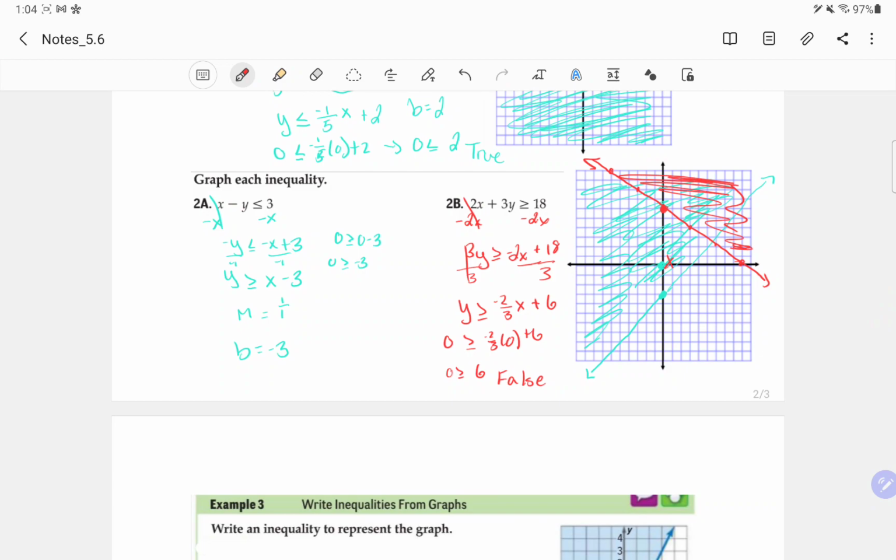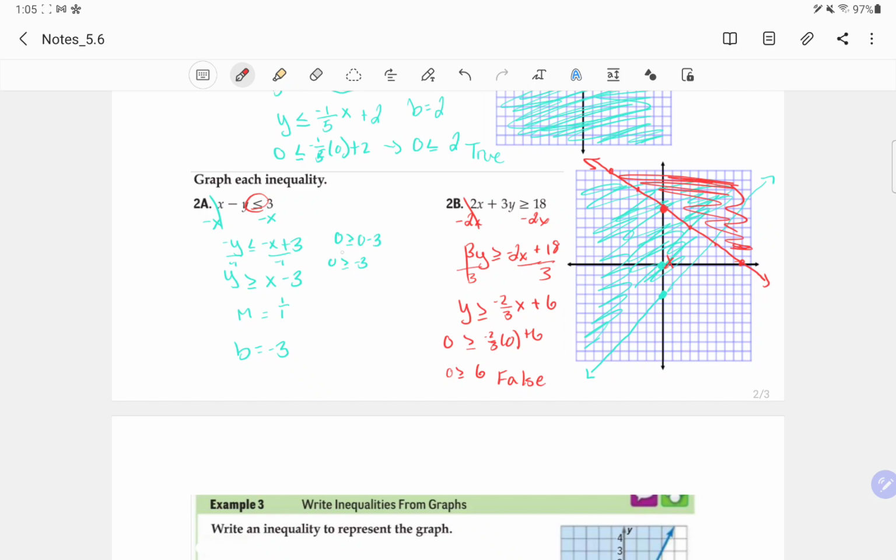So for the first one, I solved for y. I moved x over, so it left me with y is greater than or equal to x minus 3. Once you divided out the negative, you get a slope of 1 over 1 and a y-intercept of negative 3. So I graphed my y-intercept at negative 3, and went up 1 over 1 every time. I had an or equal to sign, so it was a solid line.